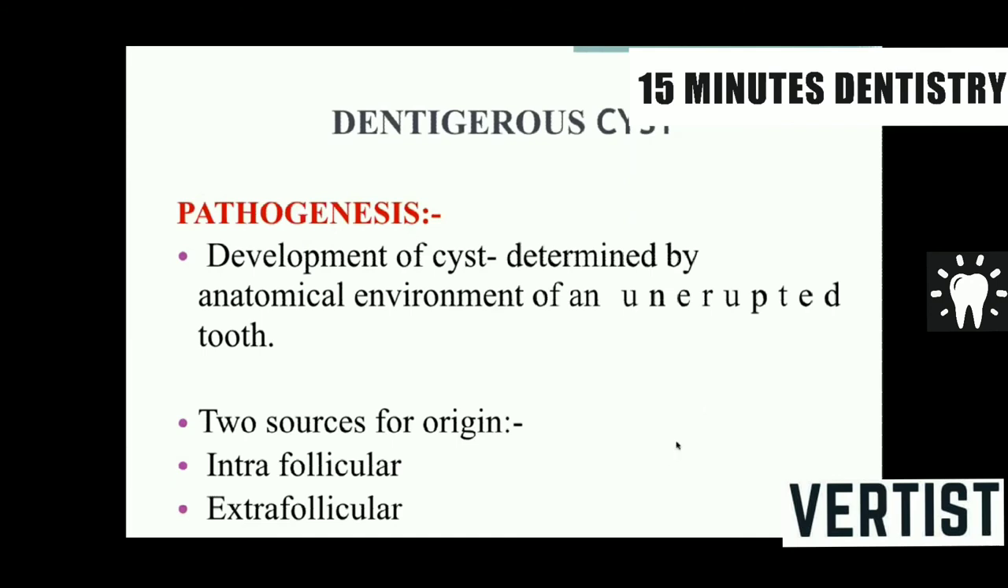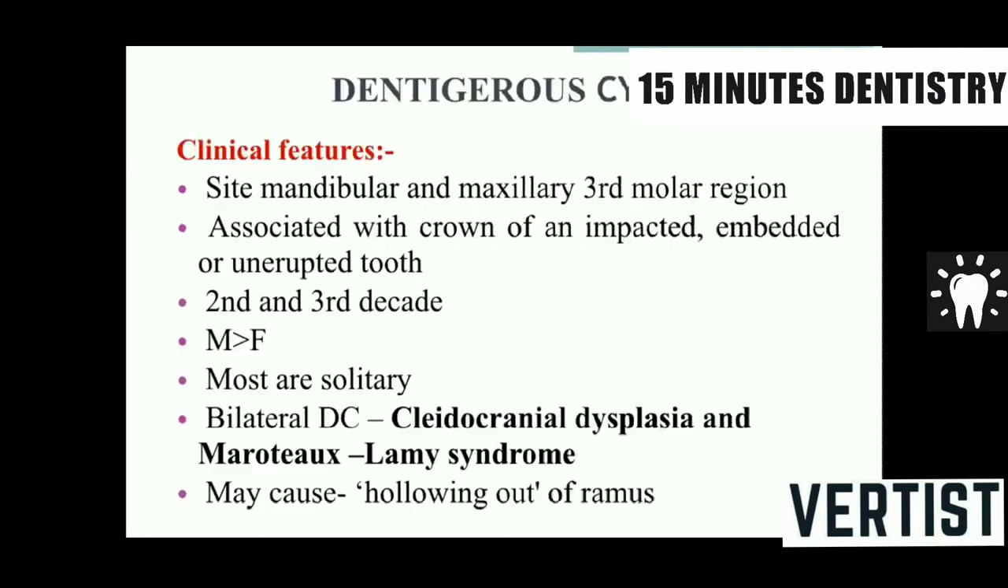The cyst develops by accumulation of fluid between the reduced enamel epithelium and the tooth surface. So whenever you study this dentigerous cyst microscopically, the epithelial lining looks like reduced enamel epithelium. Sites are the mandibular and maxillary third molars, followed by maxillary canines. They are common in young individuals, that is the second and third decade of life, and slightly more common in men. Mostly they are solitary. Sometimes bilateral dentigerous cysts are found.